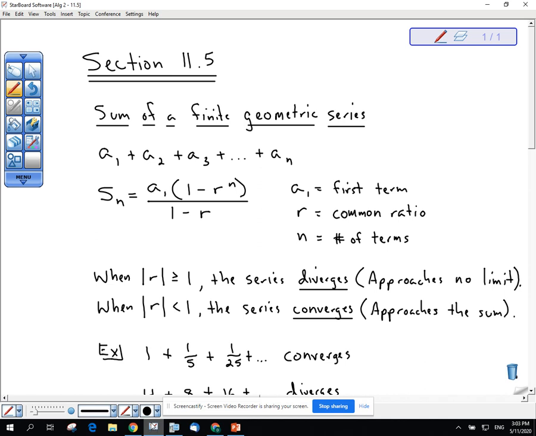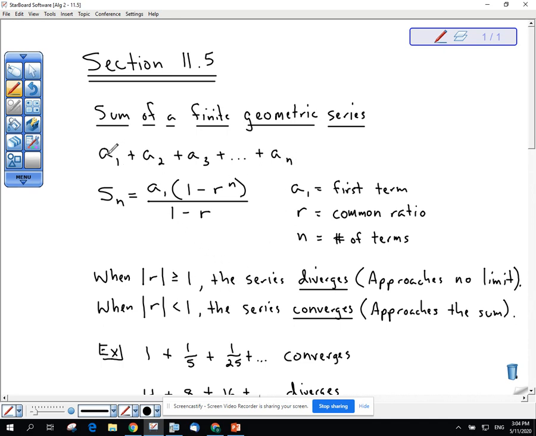Algebra 2, Section 11.5, Geometric Series. Starting with a formula, you can see it says sum of a finite geometric series. Finite would be important. This is the formula for finite: A1 plus A2 plus A3 all the way to A sub n. The last term is A sub n.